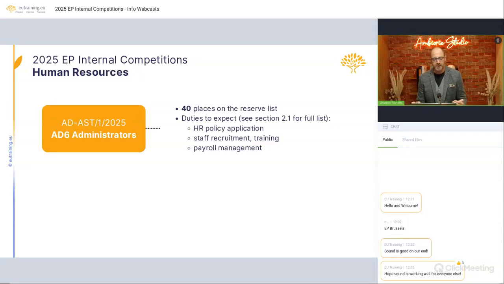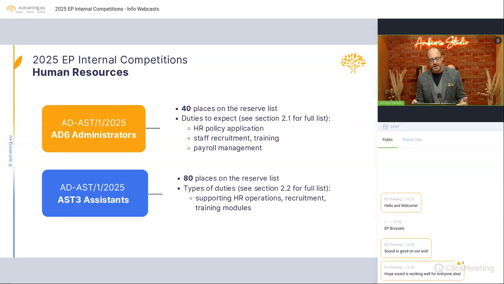Now, the first one is the ADAST 1 2025. That is for human resources. So that's one big profile for HR professionals, where there is an AD6 level and there is an AST3 level. The number of places is quite different. So there are many more on AST3 level. And there are obviously certain objective factors that determine whether you qualify for either of the 2, which is probably the case for most of you, though others, perhaps a smaller percentage of you would qualify for both.